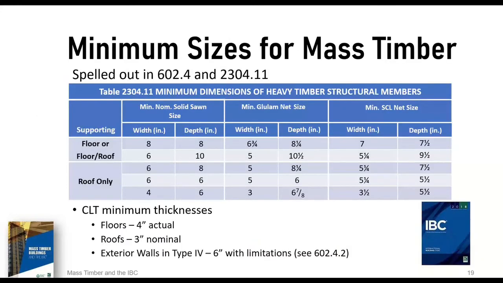As a sneak peek into the details that will be provided in the future webinars, this slide is providing some general information on the minimum sizes necessary to be considered mass timber. The details are found in IBC sections 602.4 and 2304.11. Included within 2304.11 is a reference to Table 2304.11 that is similar to that which I've shown on the slide here.